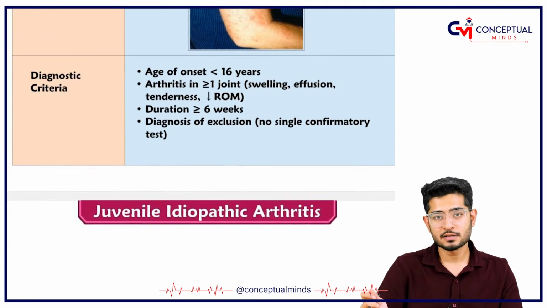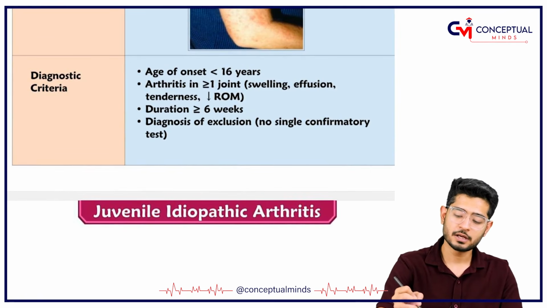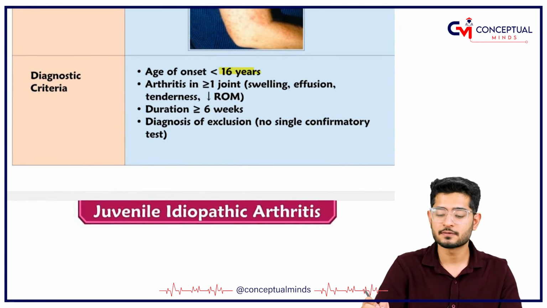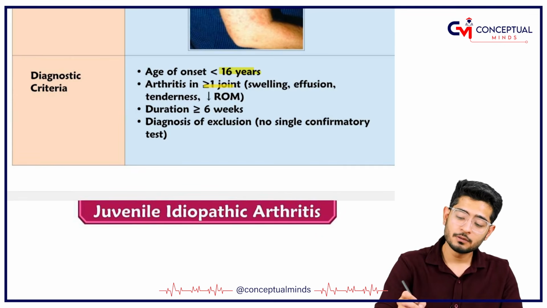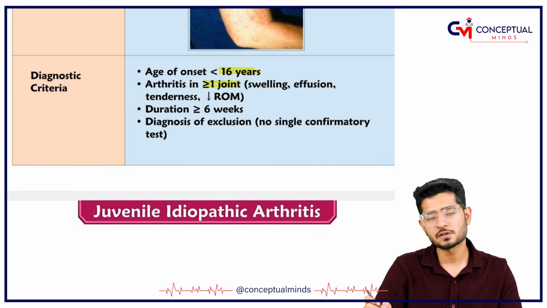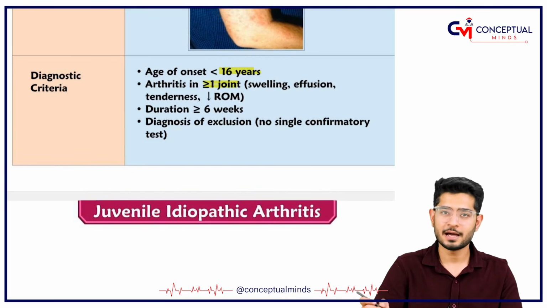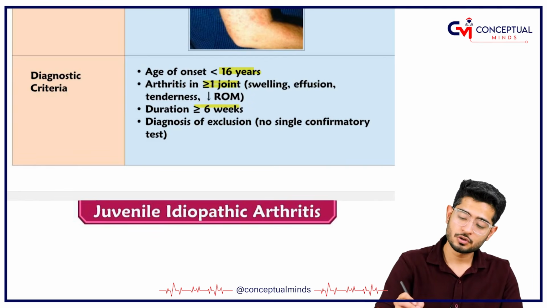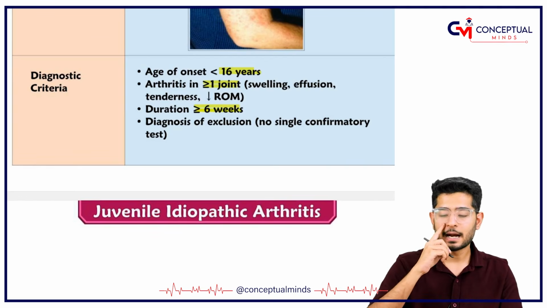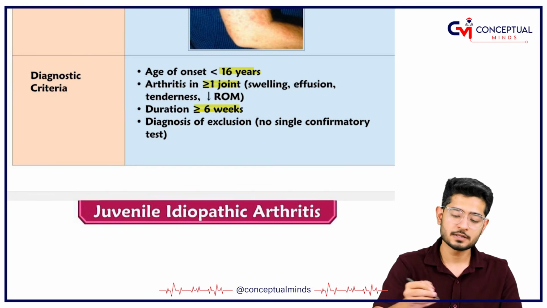So what is the diagnostic criteria? The patient should be juvenile, so definitely less than 16 years of age, and have juvenile idiopathic arthritis. Arthritis should be in more than 1 joint, because even if it is oligo, it's going to be less than 4, but of course more than 1, and poly has more than 5 joints involved. And what is the duration? Duration should be more than or equal to 6 weeks, and there is no single confirmatory test.